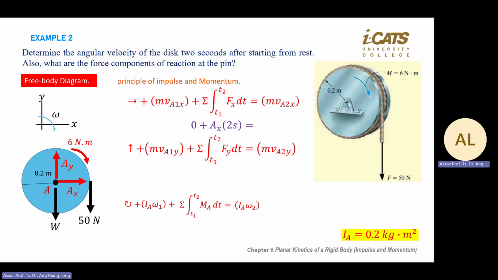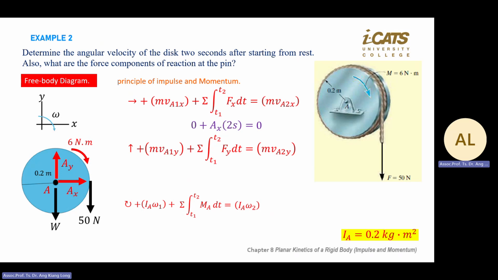Or you can do the integration if you want. All right, you still arrive at 2 seconds. And m is given. v2x you don't know. v2x is, why is v2x 0?